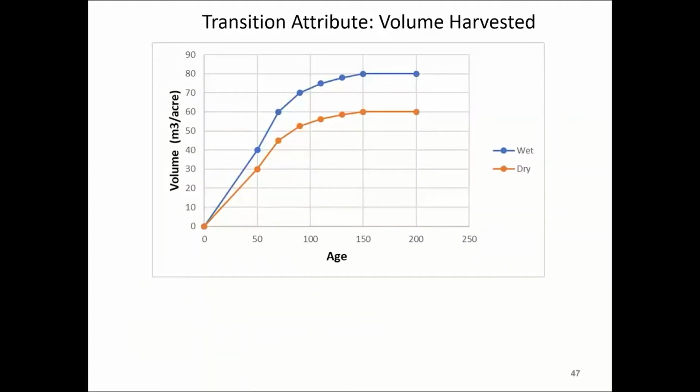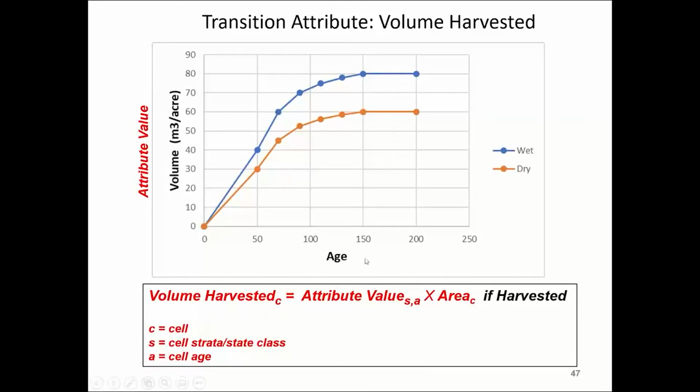Transition attributes, this is an example. A classic example in forestry circles is your timber volume, how much volume you might get from doing harvest. So unlike the state attribute, how much volume you harvest in your forest is a function not of the state, just of the standing stock on the landscape, but it's a function of how much area transitions due to harvesting. So any cell that is harvested in a particular time step on your landscape, you can calculate its volume by again taking the attribute value you assign for the transition attribute times the area of the cell.